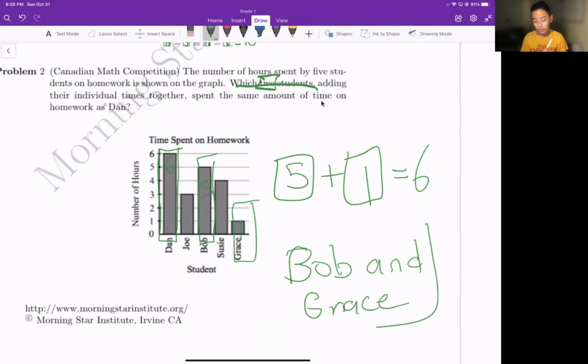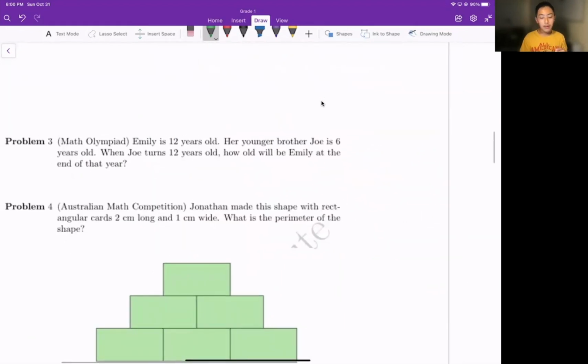So the answer is Bob and Grace. Problem 3. Emily is 12 years old. Her younger brother, Joe, is 6 years old. When Joe turns 12 years old, how old will Emily be at the end of the year?